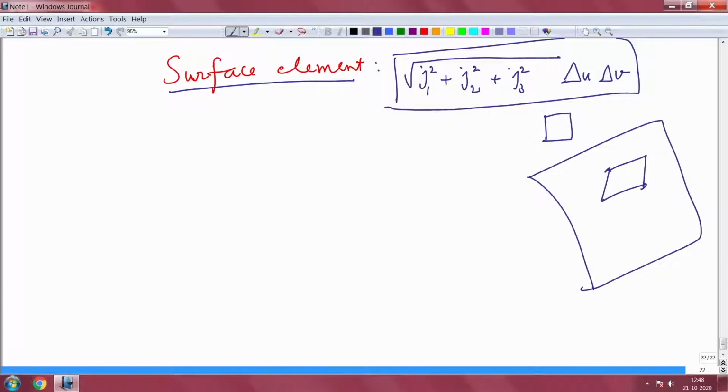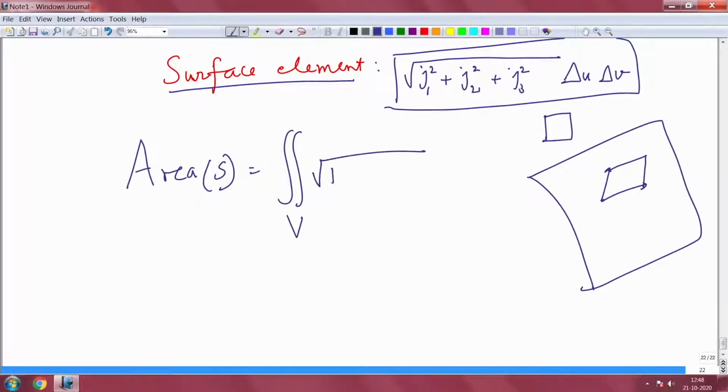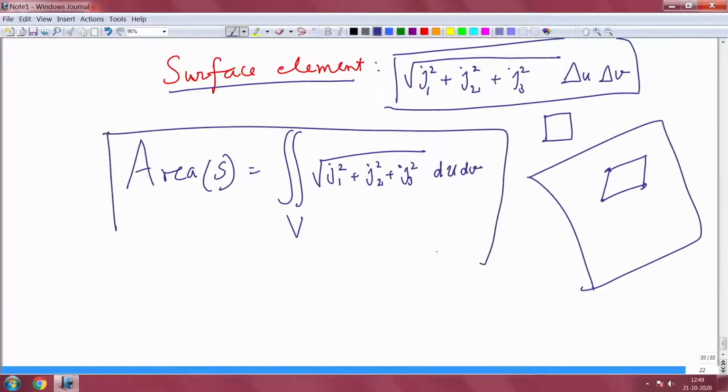Using that you can define the area of S. Area of S is nothing but a double integral over the domain V. You recall what I have defined here. This is the root of J1 square plus J2 square plus J3 square, du dv. So, you see this is a 2 dimensional integration happening on V. And this is precisely your surface measure ds.